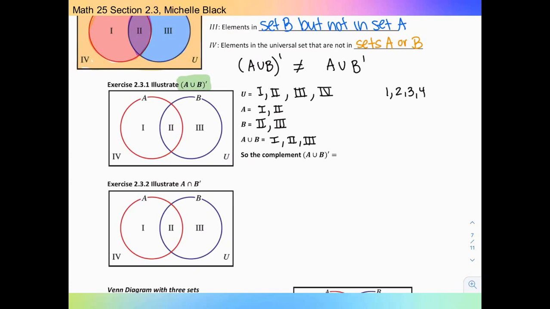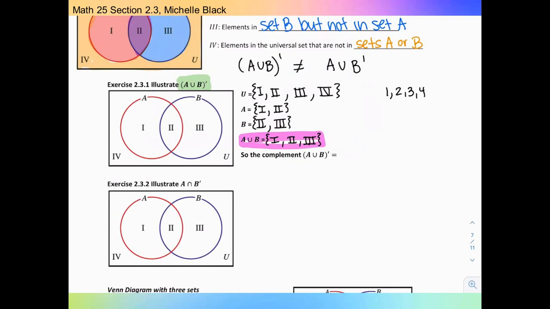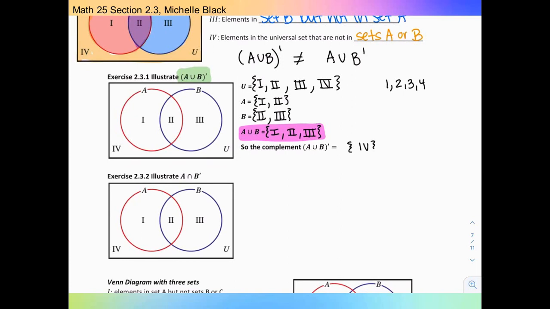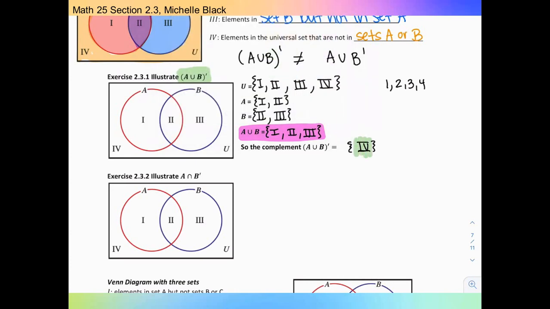Now we want to find the complement of the set we just figured out, which is this A union B. And I can write these all in set notation as well with our curly braces. So if we're looking at this A union B set, which contains 1, 2, and 3, comparing it to our universal set, which has 1, 2, 3, and 4, we see that the complement of 1, 2, and 3 would just be region 4. Now we want to illustrate that on our Venn diagram. And we do that by just shading in region 4.